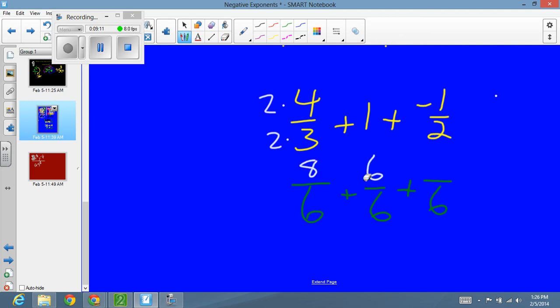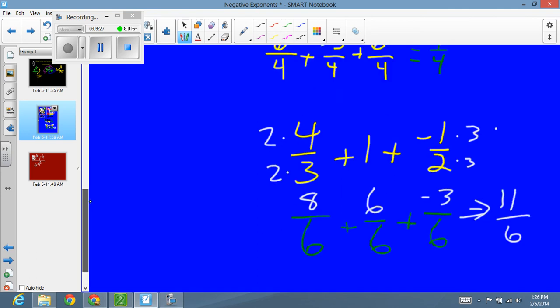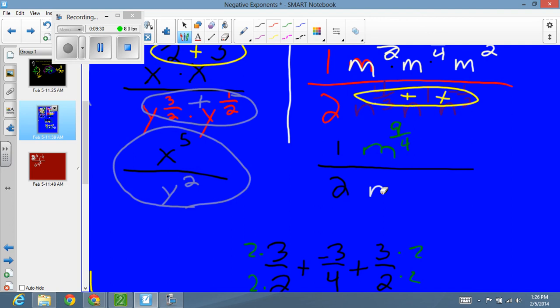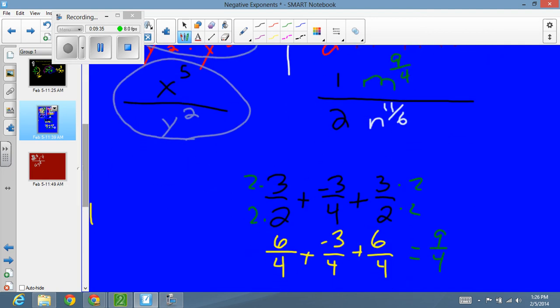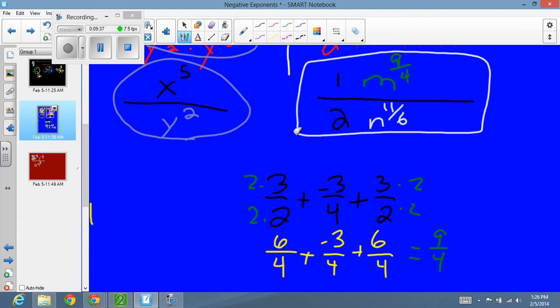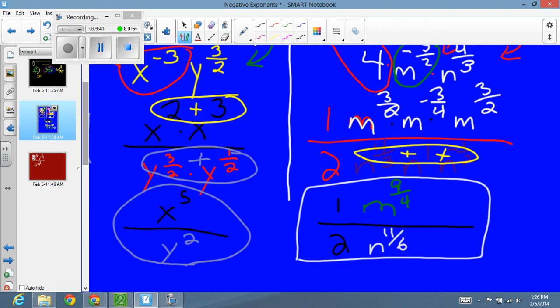1 is the same thing as 6/6. And then here, if I multiply top and bottom by 3 to get a denominator of 6, this is going to be negative 3. And when I add my numerators, 8 plus 6 is 14. 14 plus a negative 3 is 11. So this becomes n to the 11/6. And I kind of lucked out because I do have positive exponents, so I don't have to move anything. All right. So get all the variables into one part of the fraction, multiply it out, and you're good from there.